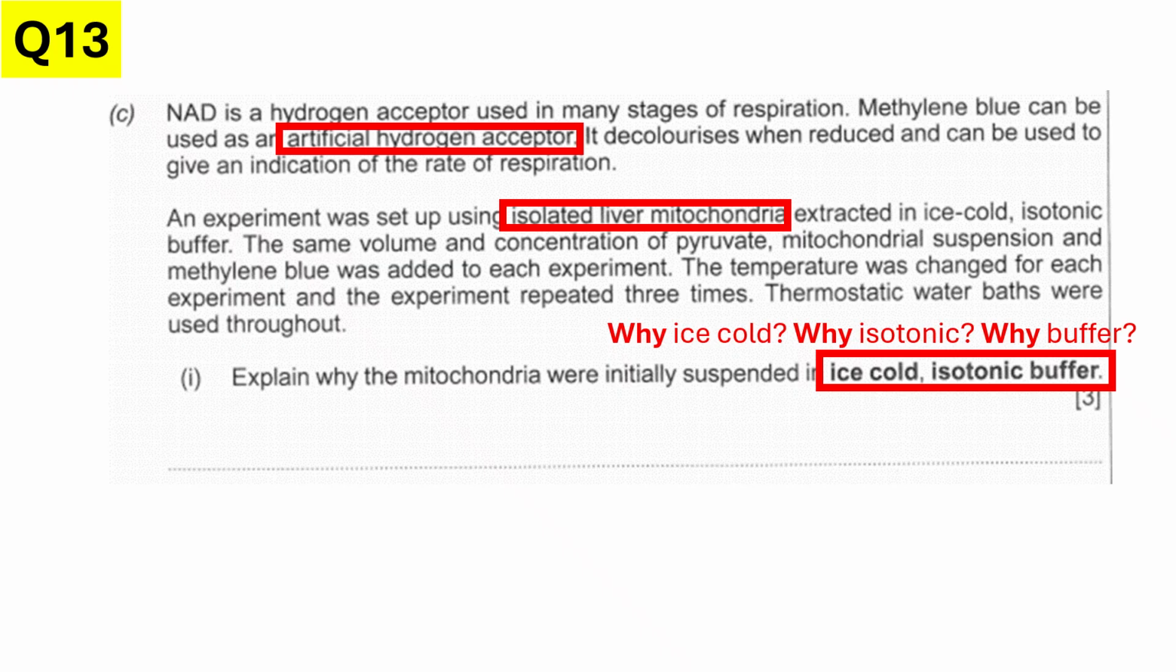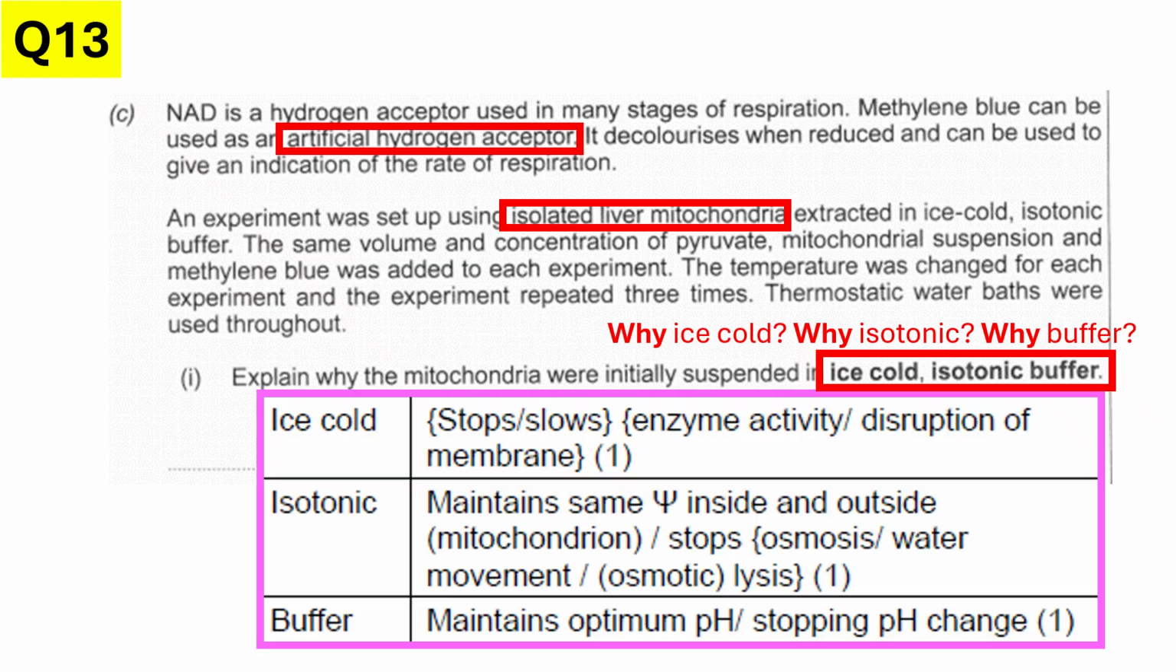And the buffer, we know that maintains a pH, so it's a pH buffer. So any enzymes inside the mitochondria, such as the enzymes of the link reaction or the Krebs cycle or oxidative phosphorylation, they will all occur at the optimum pH that we've set the buffer at. So in terms of making a model answer then, it's really important that we've got some experimental details written down.